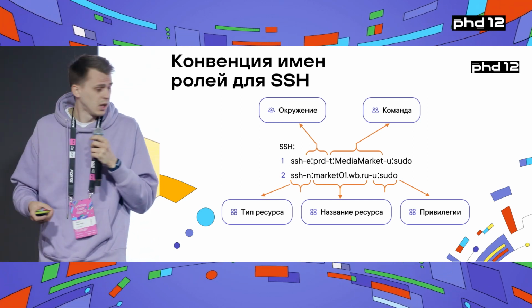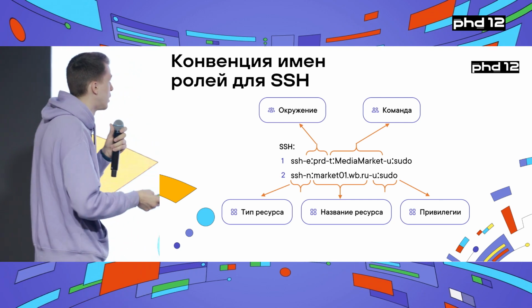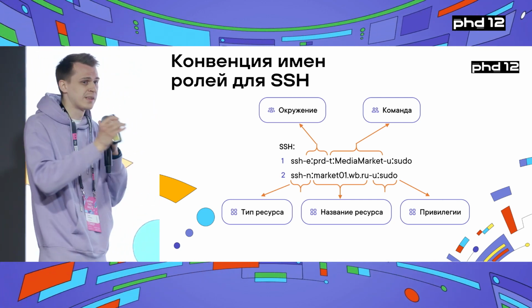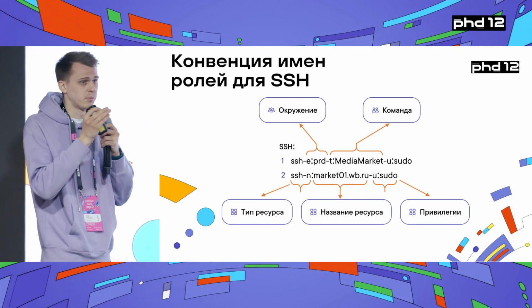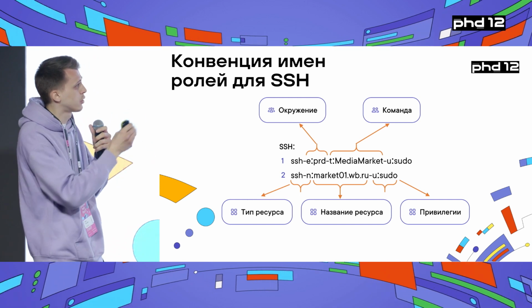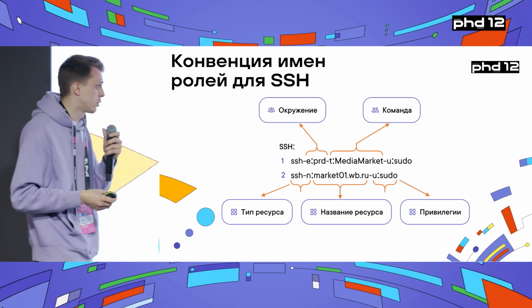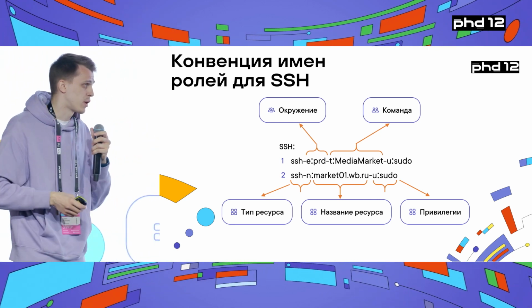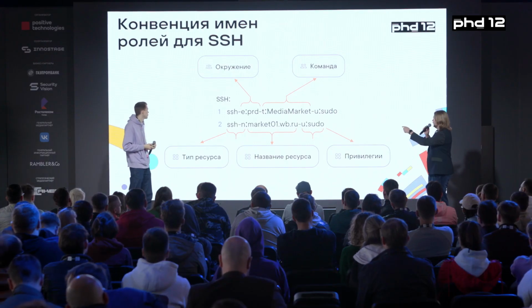So here are our roles. You can see that these are two roles for the SSH access. The first one gives access to a set of resources, that is all the servers in the prod environment belonging to the media market team. And the next role also provides the SSH access to one server with the hostname market01VB RU.